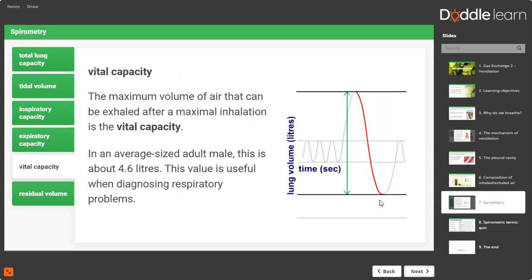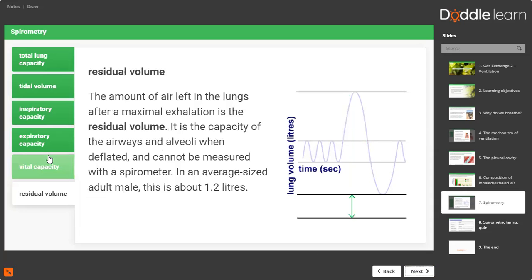And then we have vital capacity. This is the maximum volume of air that can be exhaled after a maximal inhalation. So if we took the deepest breath in and exhaled our biggest breath out, what would that be? In an average sized male, this is about 4.6 litres. This value is really useful when diagnosing respiratory problems, so if we're trying to work out if someone has something like COPD, for example.